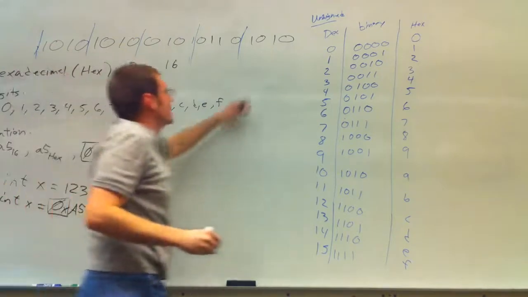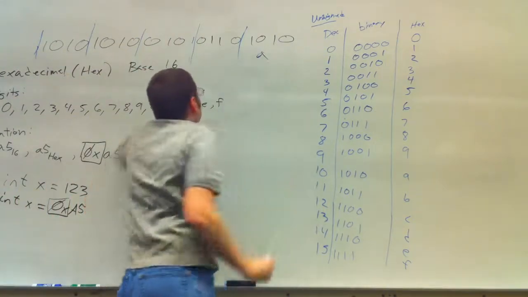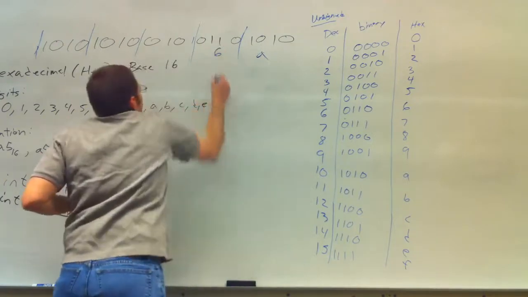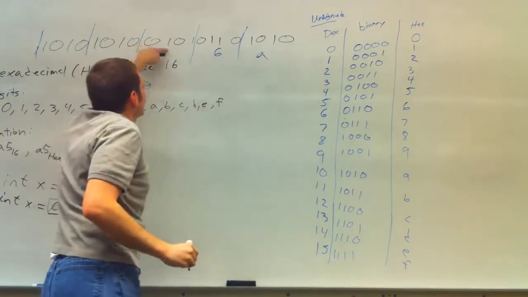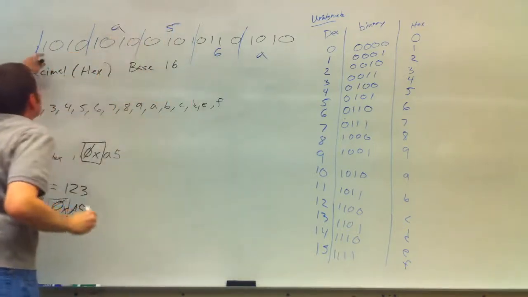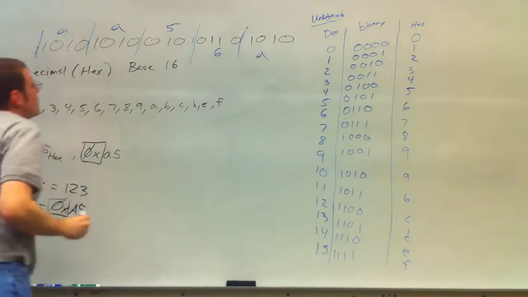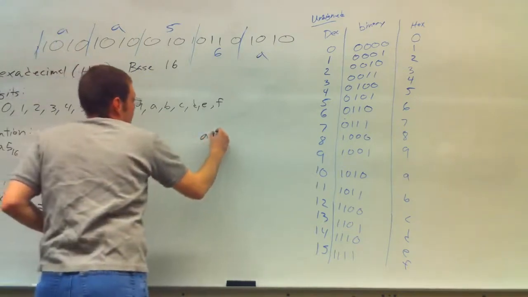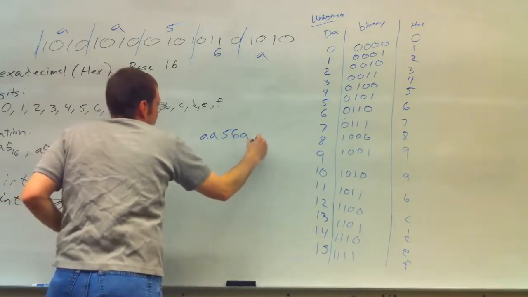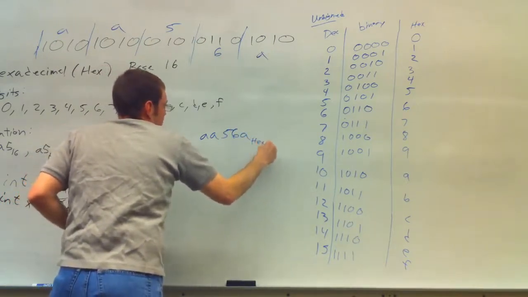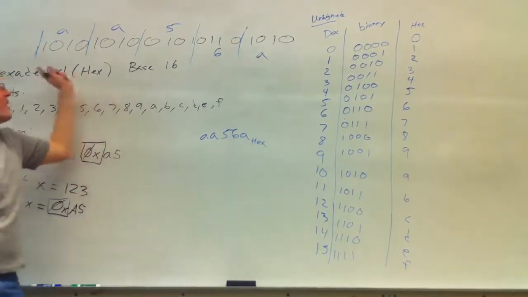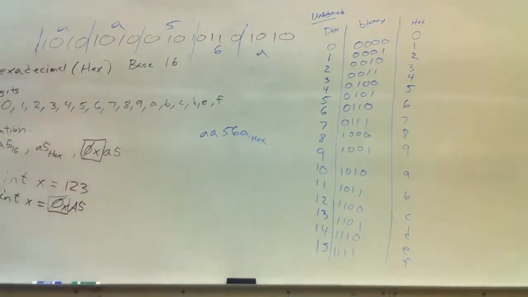Basically, now we just go along. Okay, 101 is A, 1010 is A, 0110 is 6, 0101 is 5, 1010 is A, and A again. So this big long number is A, 5, 6, A. So we can represent it with a lot fewer digits.